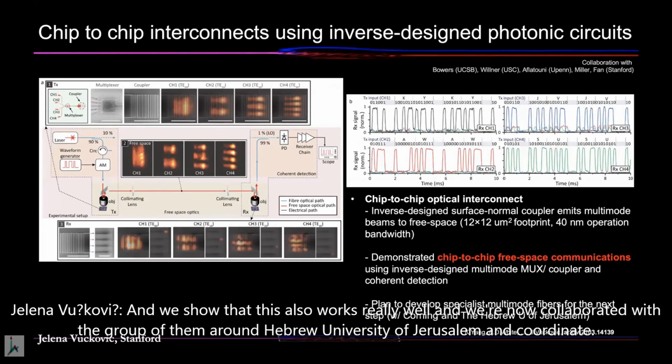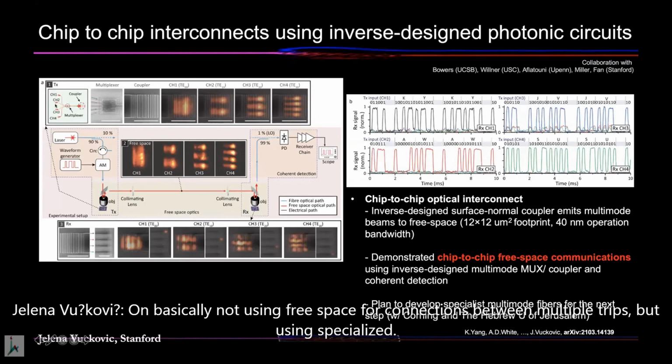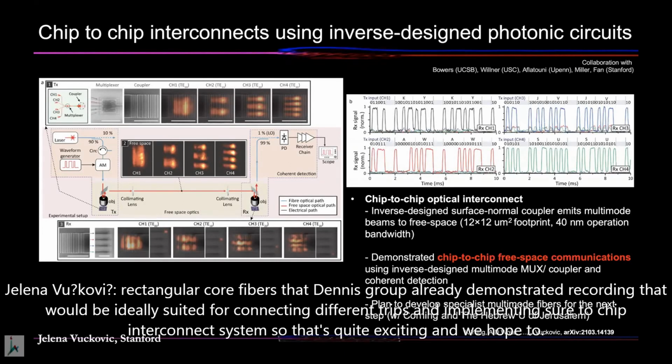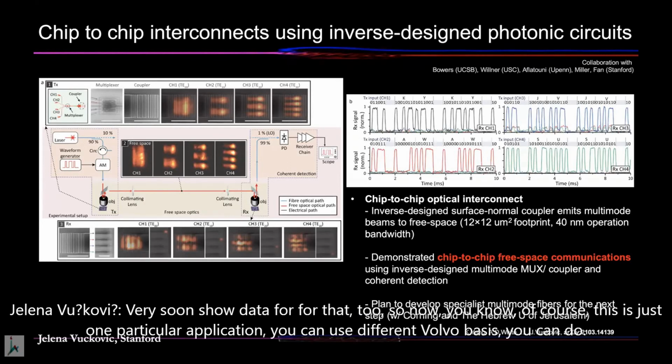And we're now collaborating with the group of Dan Marom at Hebrew University of Jerusalem and Corning on basically not using free space for connections between multiple chips, but using specialized rectangular core fibers that Dan's group already demonstrated with Corning that would be ideally suited for connecting different chips and implementing chip-to-chip interconnect system. So that's quite exciting, and we hope to very soon show data for that too.